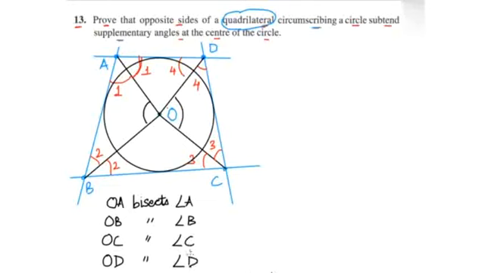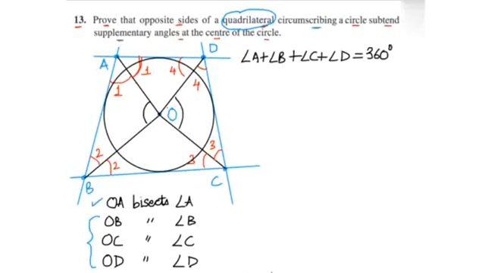Now if this question comes up on an exam, in your proof you can show one of these. You can, for example, show that OA bisects angle A, and you can then say that similarly all the other three statements will also follow. Alright, now the next step is to apply the angle sum property to the quadrilateral ABCD. In the quadrilateral ABCD, the sum of the four angles must be equal to 360 degrees. This is the angle sum property for quadrilaterals.